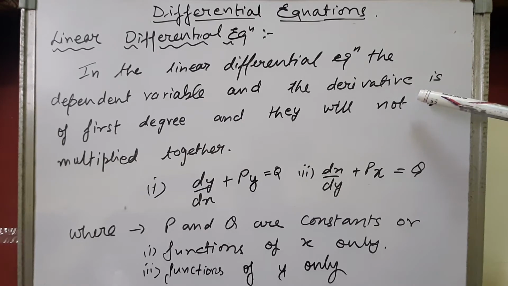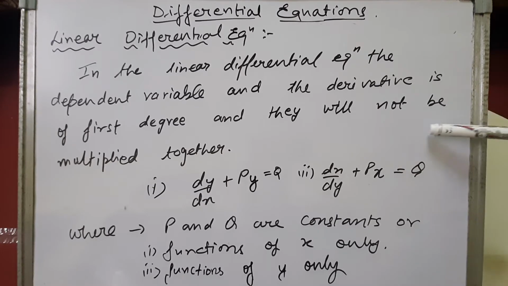That means if the dependent variable has power more than 1 or the derivative has power more than 1, then the differential equation will not be a linear differential equation. It will be a non-linear differential equation. And second, they will not be multiplied together. That means we are not supposed to obtain a product of the dependent variable and its derivative in the differential equation. If we get such a product, then it will not be a linear differential equation. It will be a non-linear differential equation.